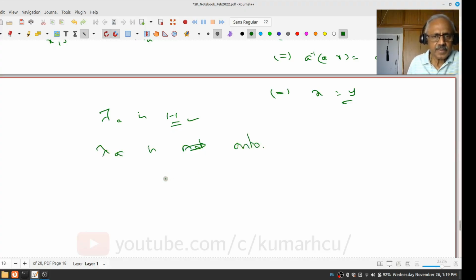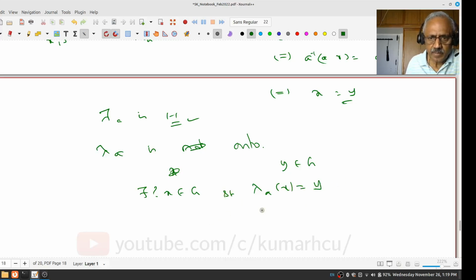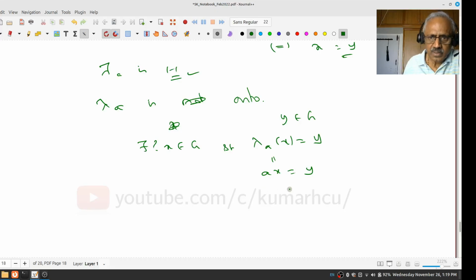Why? Because if you give me a Y in G, I want to know whether there is an X in G so that lambda A of X equals Y. But what is this? This is Ax equals Y. What is unknown? Y is given, A is already given, therefore X is unknown. So how will I find X? Multiply both sides by A inverse. Therefore X is A inverse Y.